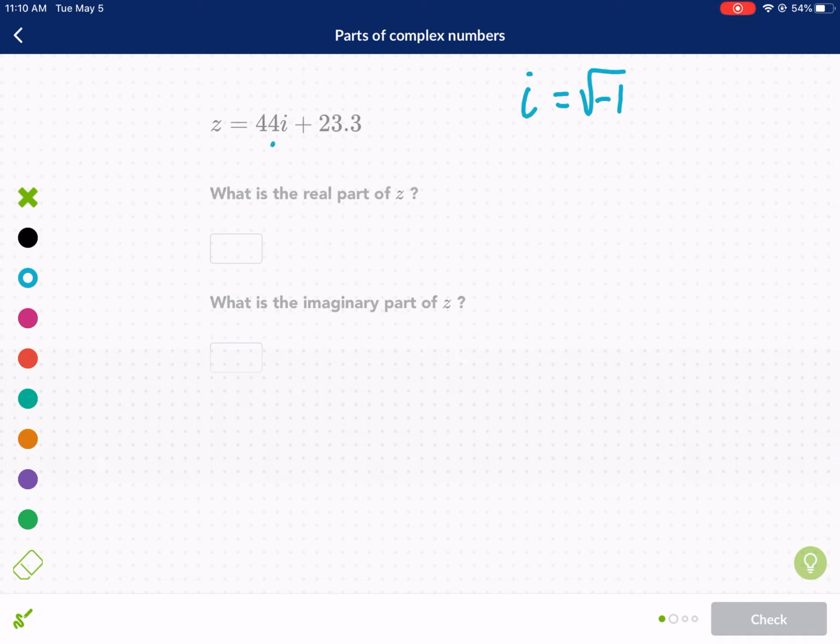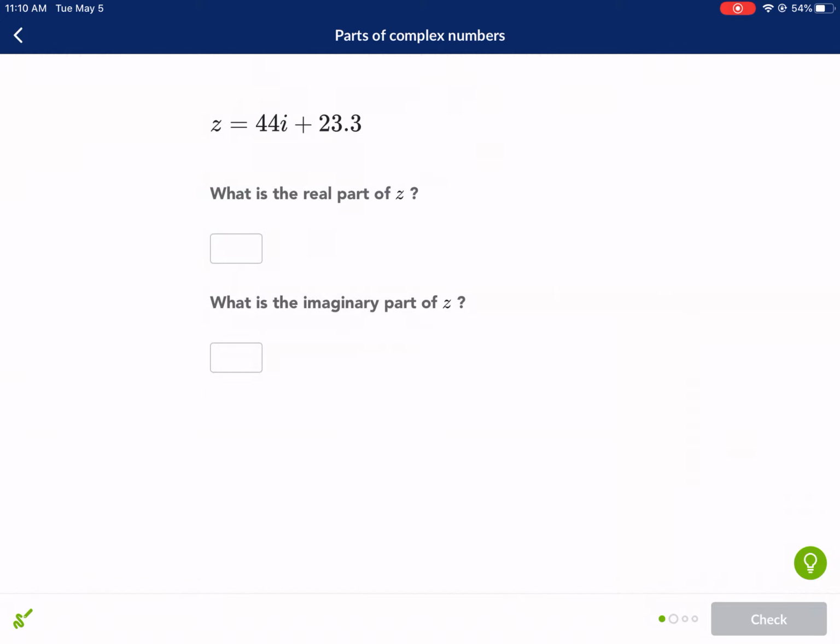So as you can see here, we have 44i, that's an imaginary number, and they call that the imaginary part. Very creative name, I know. And then we have the real part. So the giveaway here is this has an i, and this one does not have an i.